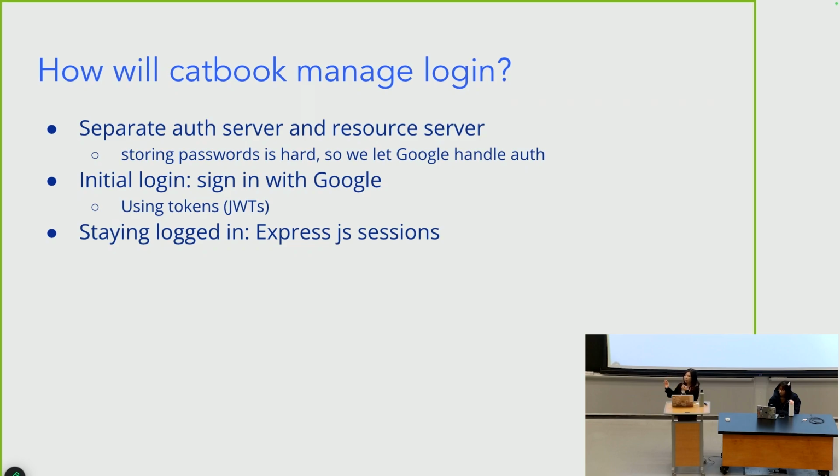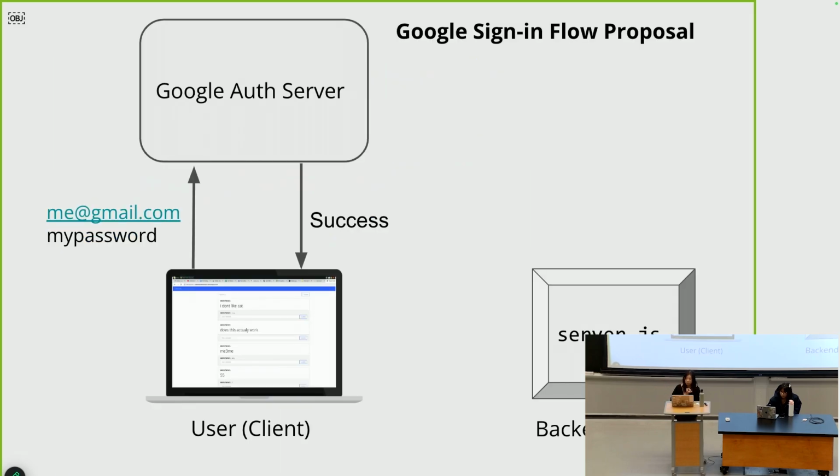Tokens don't have the issue of scalability, so even though Google has millions of users in this super large platform, these tokens make it really easy because the server itself doesn't have to store the user's information.